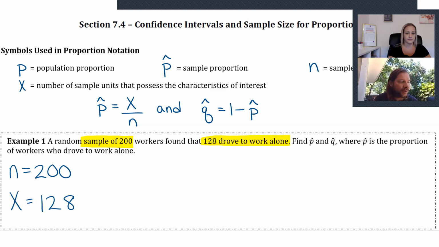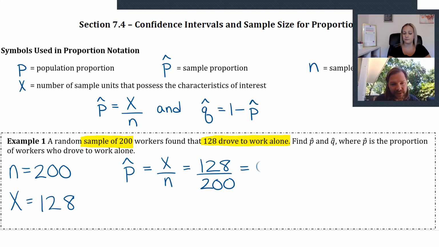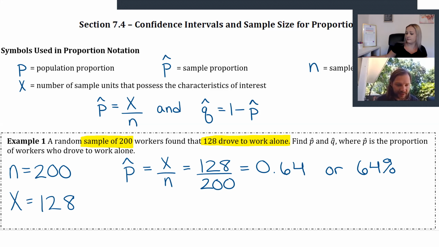To calculate P hat, we just take X divided by N, so that's 128 divided by 200, and we get that P hat is 0.64. So that's 64% of the people from this sample driving to work alone. And then Q hat is just 1 minus P hat, so that would be 1 minus 0.64. That's 0.36 or 36%. That's just kind of a gentle intro to what these things are counting.